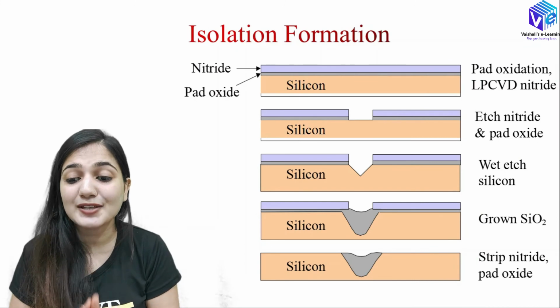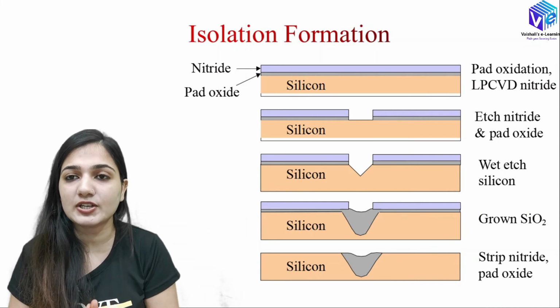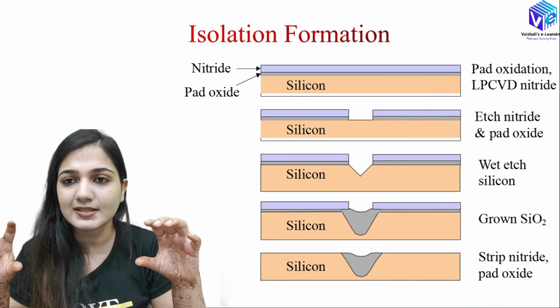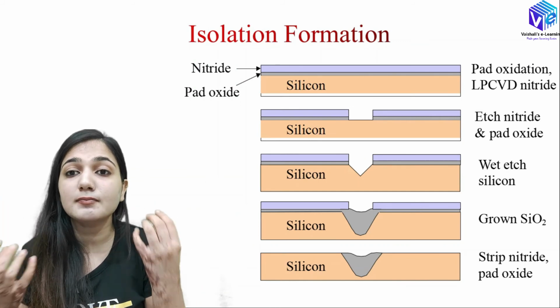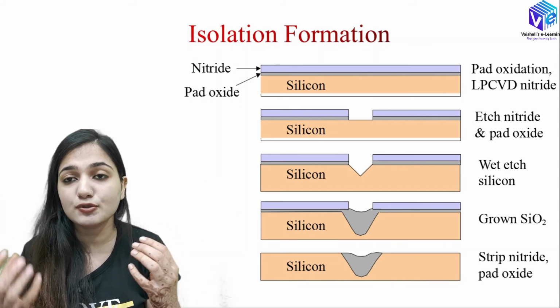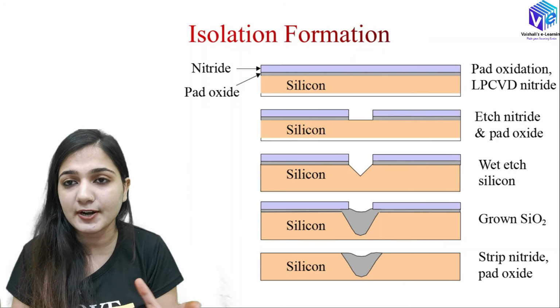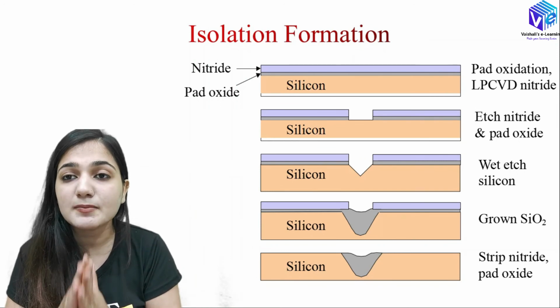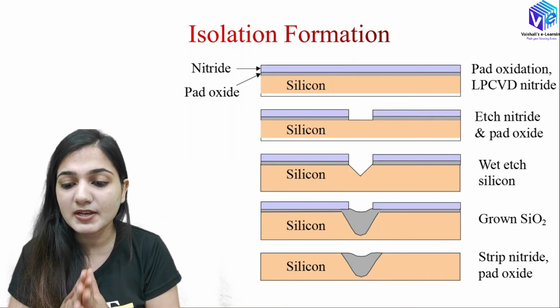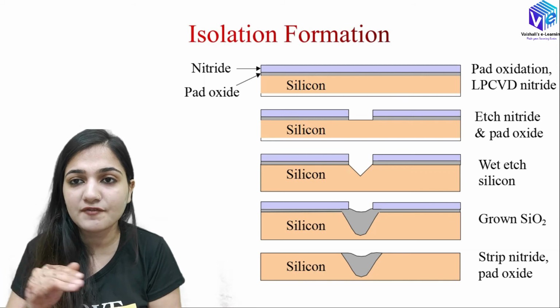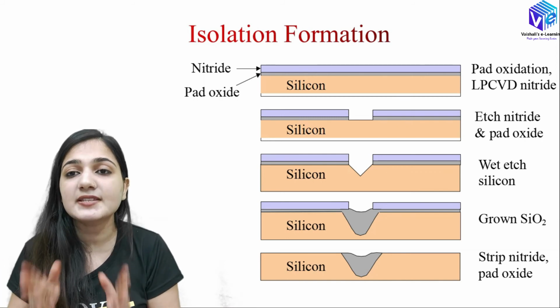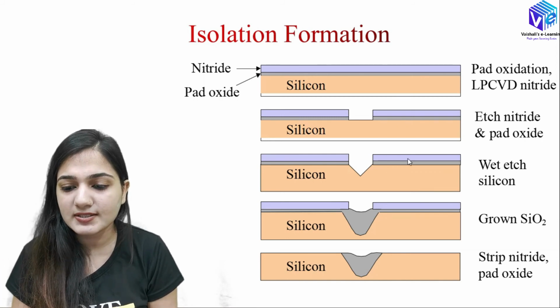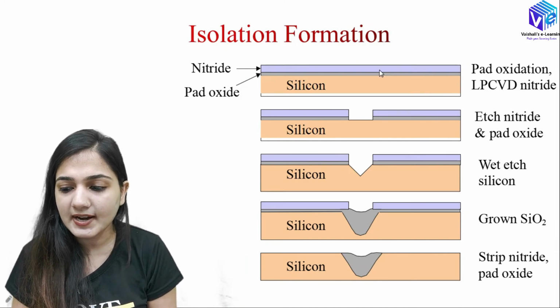Now coming to the isolation formation. What is isolation? Isolation means if I have two transistors, these two transistors must be isolated from each other. These two transistors must not get shorted out. So I must make an isolation. Isolation must be starting from the topmost surface and it must be going deep inside the silicon surface. So here you can see if I have the silicon, on the silicon I have oxide and nitride.